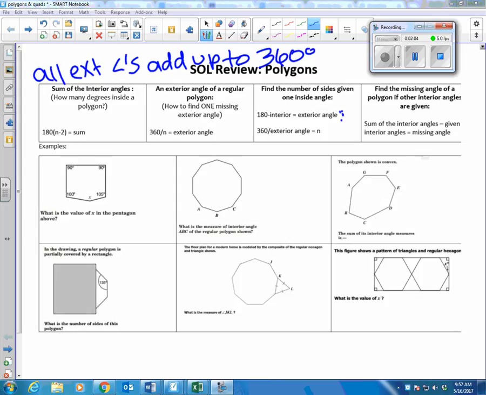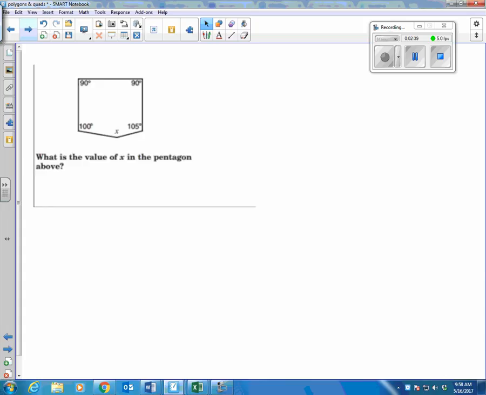And then over here, find the missing angle of a polygon if other interior angles are given. First of all, you need to figure out what the interior angles have to add up to be. So remember, you're going to use that n minus 2 times 180 to find the sum of the interior angles. And then you're going to subtract off all the angles that they already gave you on the interior. Whatever's left over is what the missing angle on the inside should be, okay? All right, so we're going to go over these 6 example problems just so you have a better understanding of what's going on, okay?